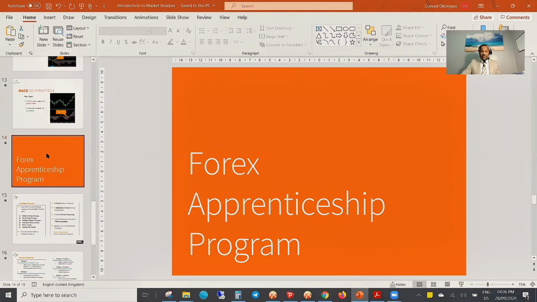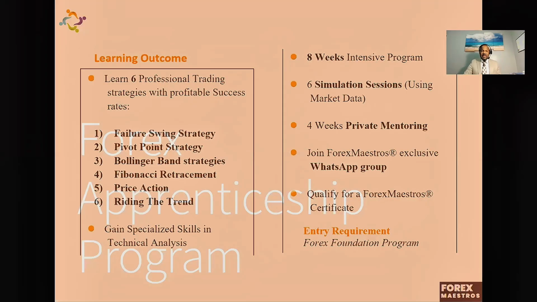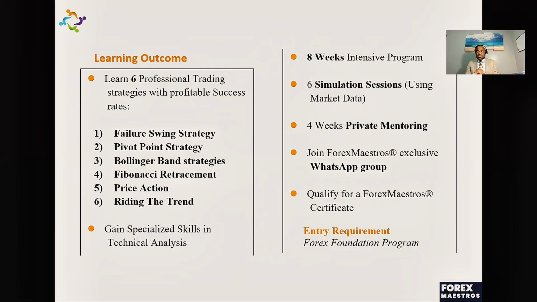The apprenticeship program, we decided to run this program because we want to give a thorough knowledge to traders, and by so doing, we made it a 10 weeks program, 8 weeks, but usually we stretch it to 10 weeks. This is what the learning outcome contains. So you're going to be going away with 6 strategies: failure swing, pivot point, Bollinger Band, Fibonacci, riding the trend strategy, price action primer.